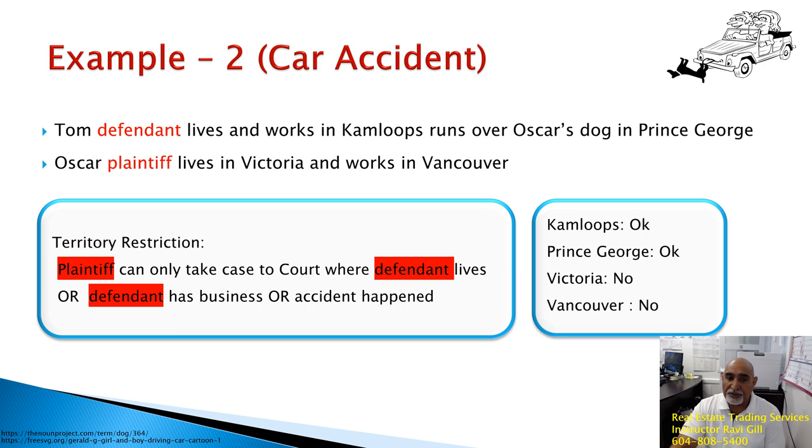Territory restriction. The plaintiff can only take the case to court where the defendant lives or the defendant has business or the accident happened. So let's take a look. Kamloops, yes, allowed. Prince George, allowed. Victoria, no, because Victoria is where the plaintiff lives. Vancouver, not allowed. Vancouver is where the plaintiff lives. So for your examination, you need to know the plaintiff is the person taking the case to court. It's decided by the defendant's territory: where the defendant lives, or where the defendant has business, or where the accident happened.